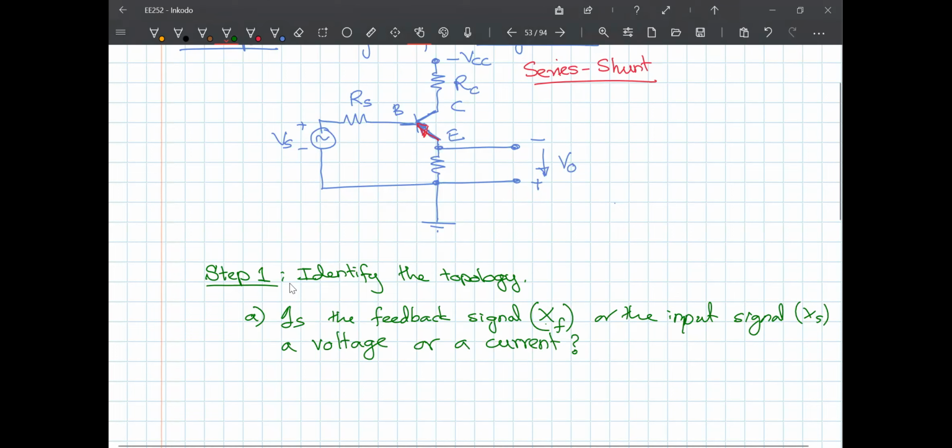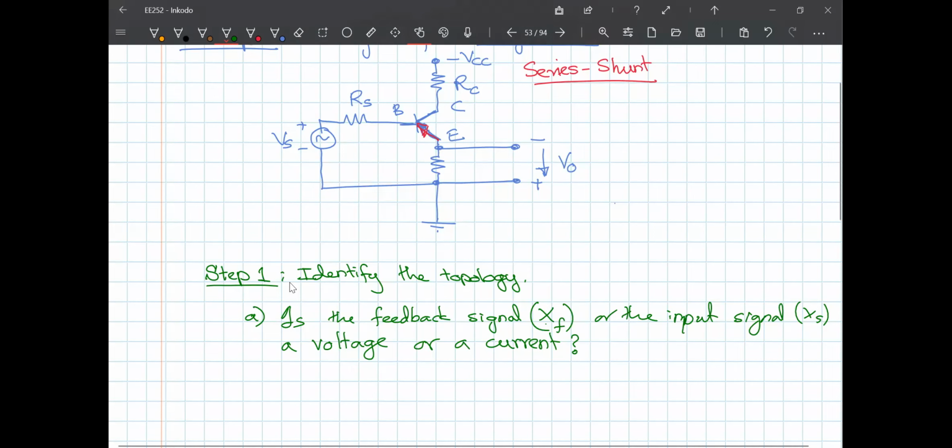Now in this case, the input signal is given as Vs, so we know it's a voltage, but sometimes this is not clear from the circuit. For example, in a two-stage circuit, the input of the second stage is connected to the output of the first stage, so it might not be clear whether the input is a voltage or a current. But in any case you need to figure out whether the input and the feedback is a voltage or a current.